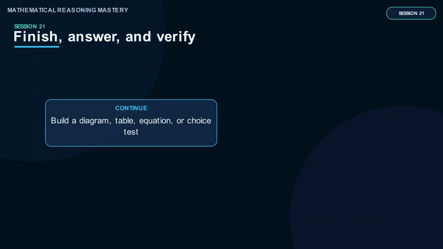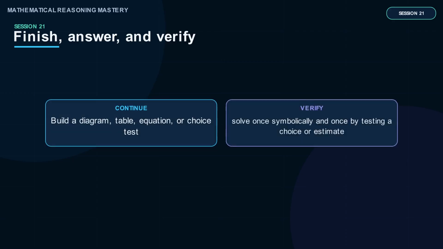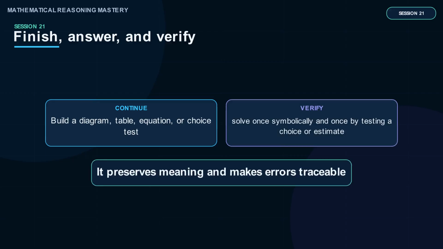Continue by applying this control. Build a diagram, table, equation, or choice test. The explanation supports one option without relying on its position. The mathematical conclusion is it preserves meaning and makes errors traceable. State it with any required units, interval notation, or restrictions. The final answer is it preserves meaning and makes errors traceable. Compare it with the exact target and reject any choice that represents a common intermediate step. Verify from another direction. Solve once symbolically and once by testing a choice or estimate. The check should use evidence independent of the original calculation whenever possible.